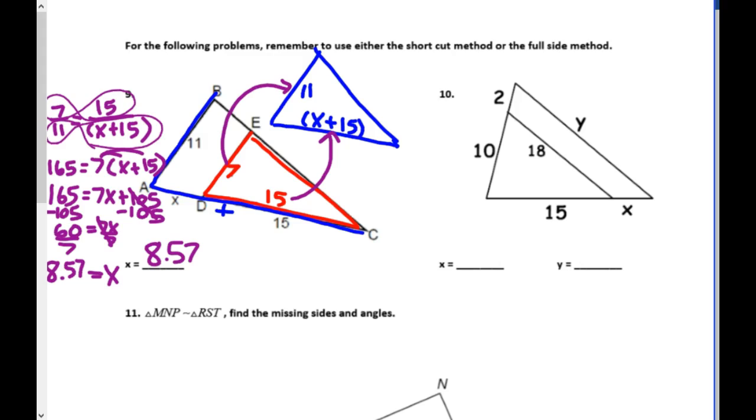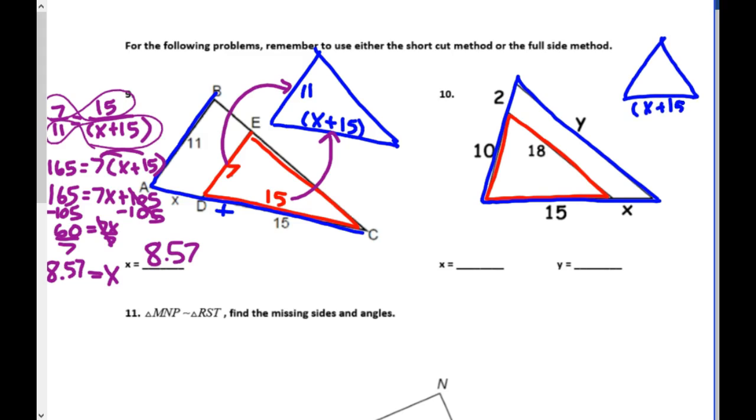Alright. Over here, it's very similar. So I've got my smaller triangle. Start with x. And then we've got this big blue side, which is 15 plus x, or x plus 15. The outside is y. And then the other side, I'm going to add 10 and 2. So I get 12.